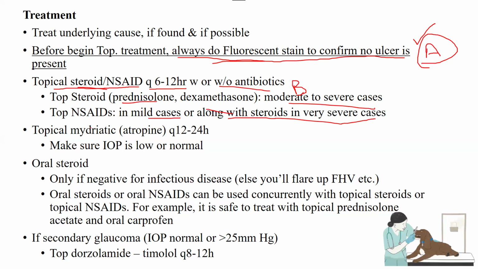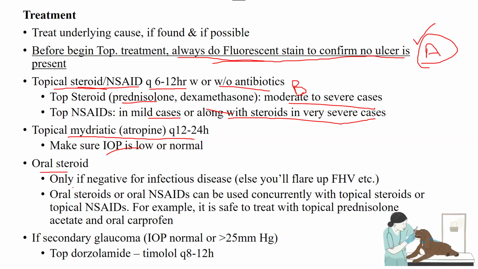Next we have is mydriatic agent atropine, once or twice a day. This is because it causes dilation of the eye, and it stops the spasm, and it relieves the pain of the eye. So that's why atropine is being used. But make sure IOP is low or normal, not high.